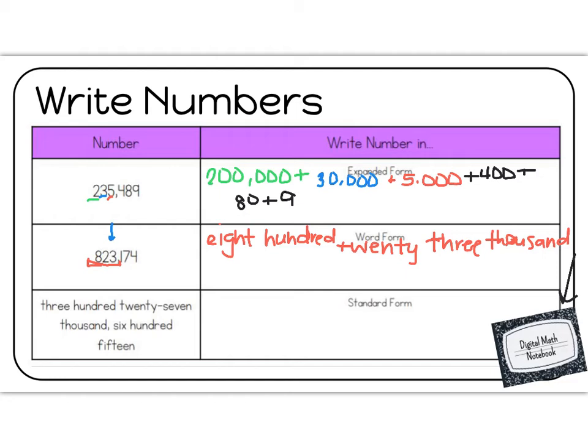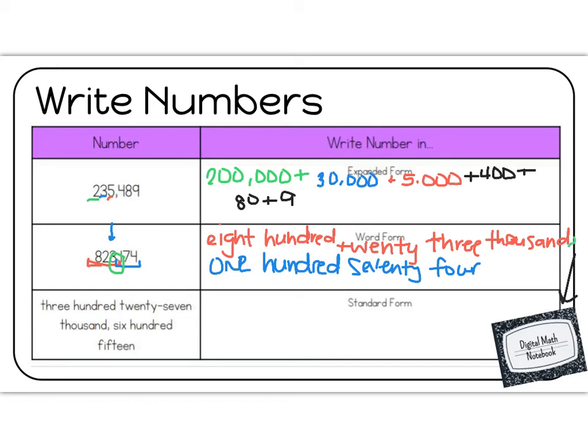Okay, then we say the next three numbers together. That's 174. So we write out like that. 100, 74. And before we're done, we have one more thing we need to do. It's hard to see because I covered it up, but in the middle there's a comma. So we need a comma in our number as well.